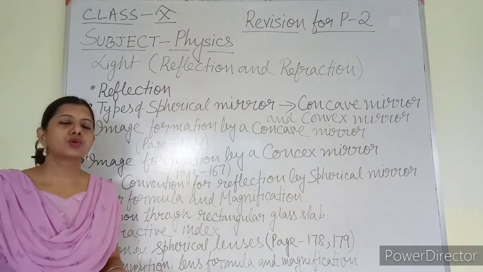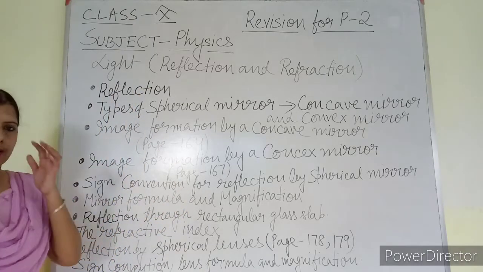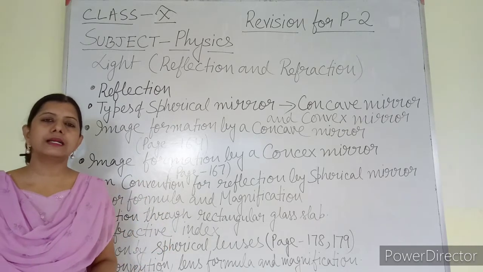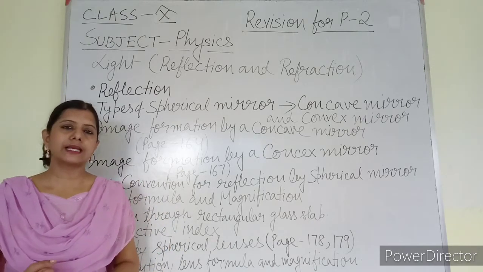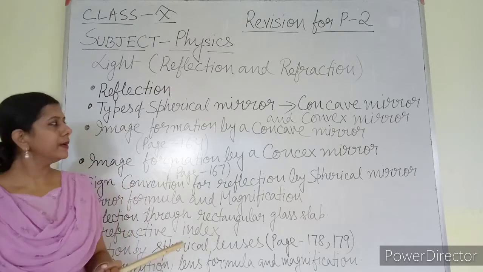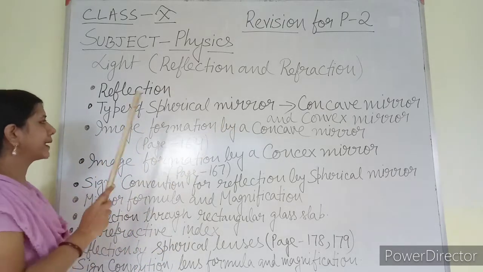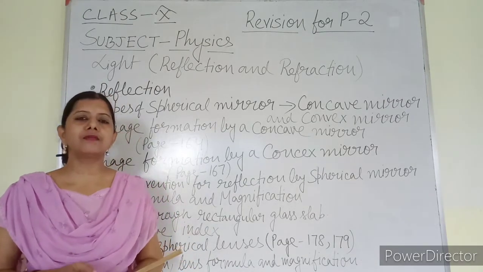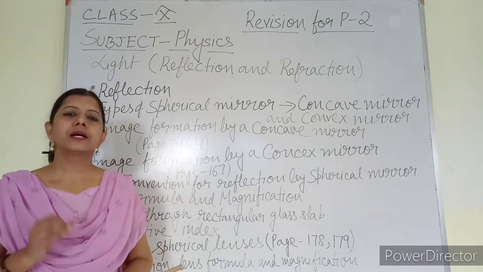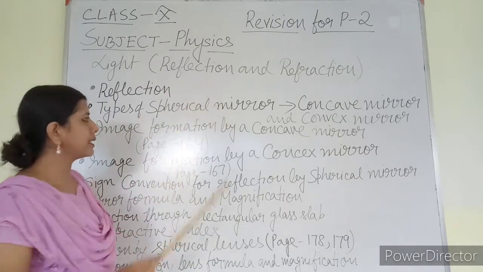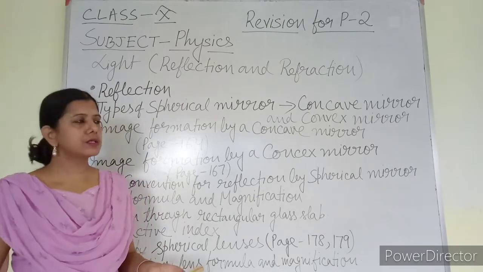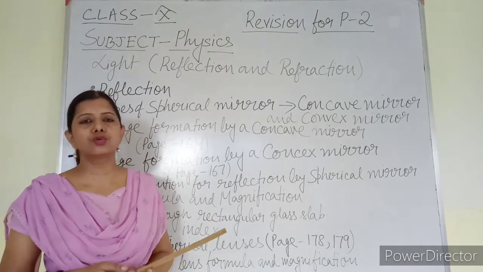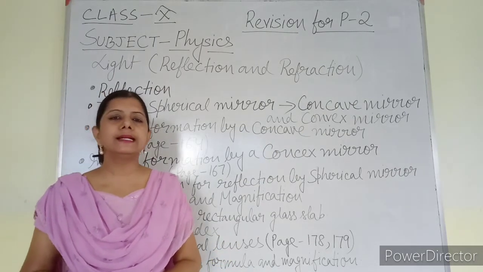So the first chapter is light, reflection and refraction. Both are there. So the starting point is reflection. What is reflection, the definition, and how reflection occurs in nature, in real life, what are the examples that you have to learn. Next, the 2 types of spherical mirror you have to learn in this chapter. Although you should have a basic idea about the plane mirror, mainly the chapter is based on the 2 types of spherical mirror in your syllabus. They are concave mirror and convex mirror.